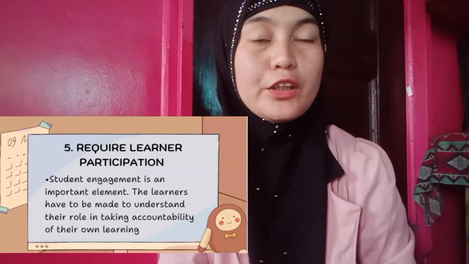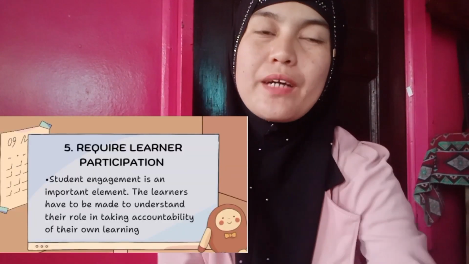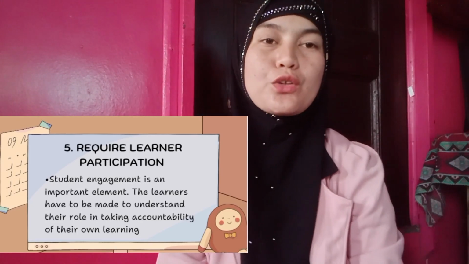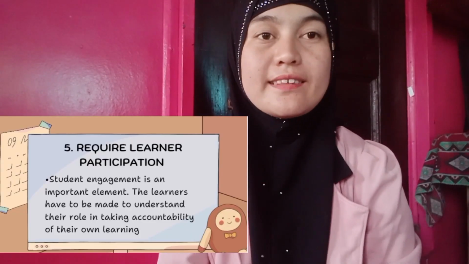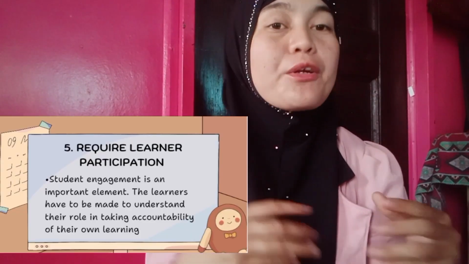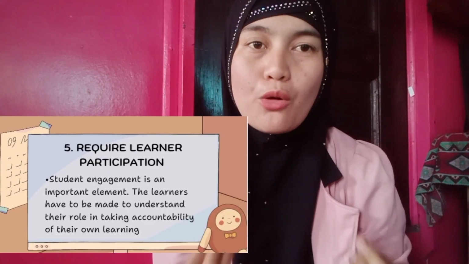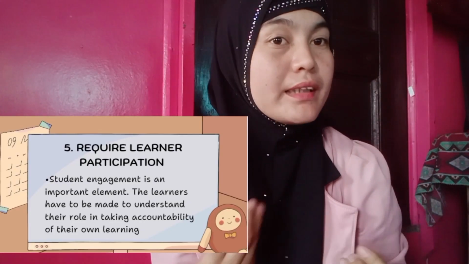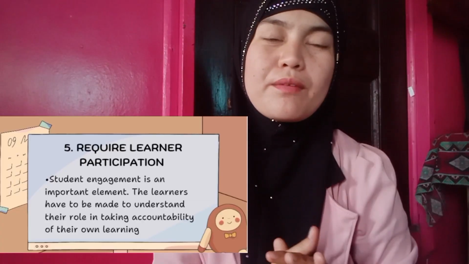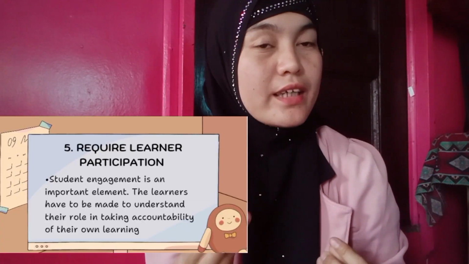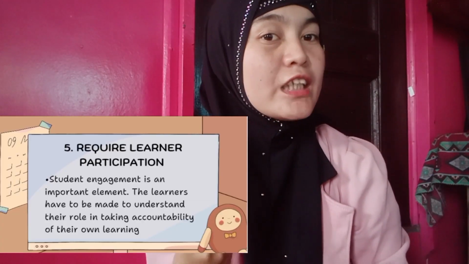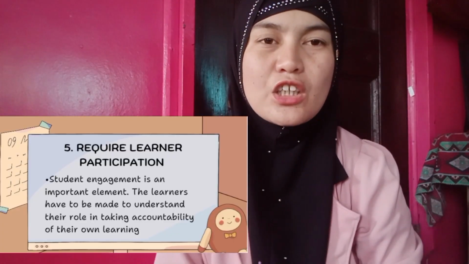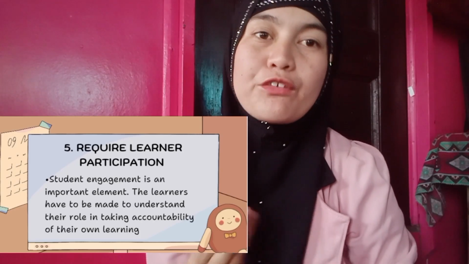Required learner participation. Can you read it together? Step five, require learner participation, requires you to describe how you are going to get each learner actively and individually involved in the lesson. This step means the teacher makes students actively participate in the lesson by doing activities on their own or with a little guidance, so they learn to take responsibility for their learning.